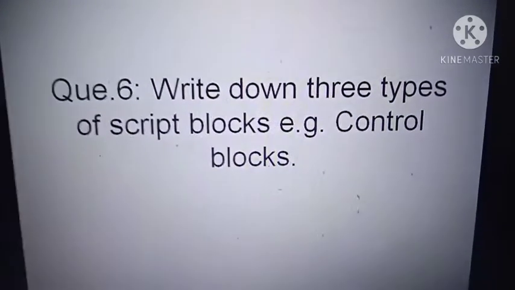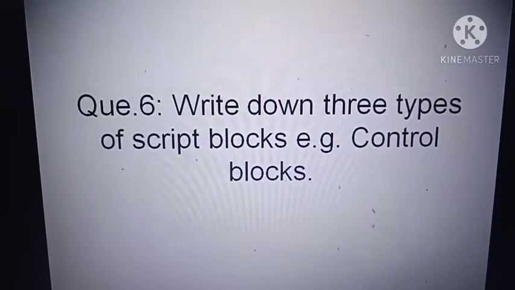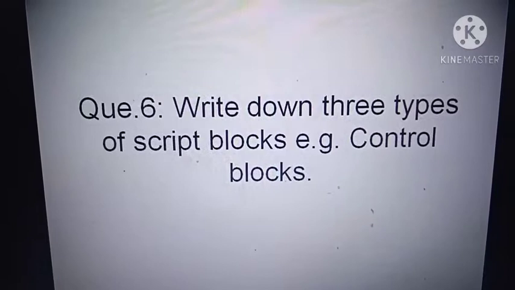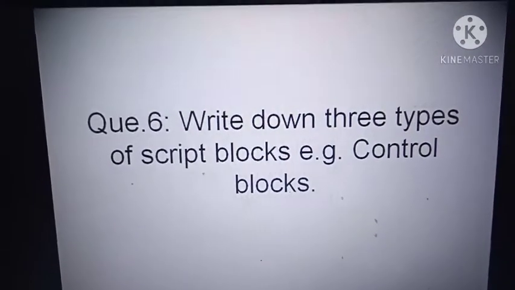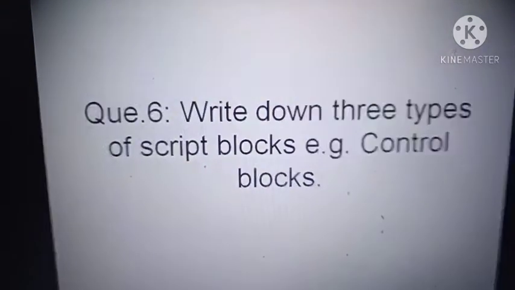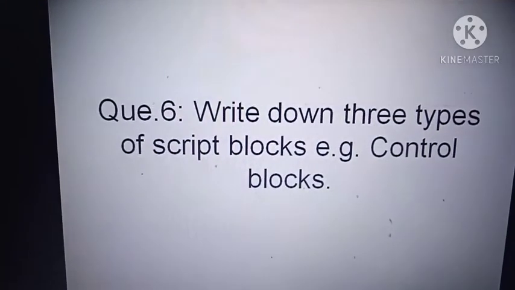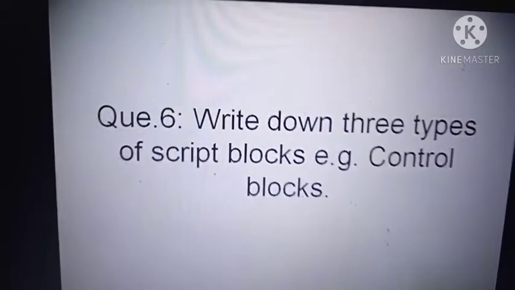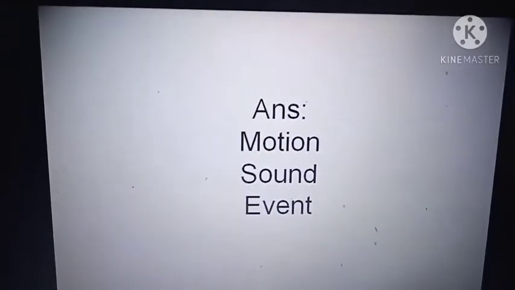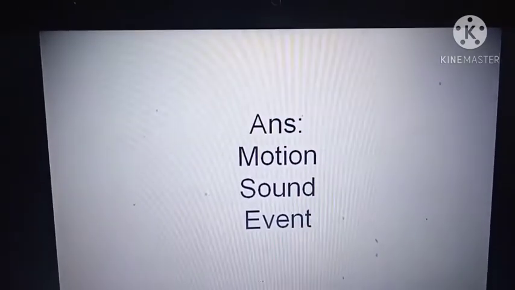The question number 6 is write down three types of script block. Example, control block. Whenever you give the answer, don't write the same name as control block. You should write the other blocks' names. The answer you must write is in full statements. The three different types of script blocks are motion block, sound, and event.